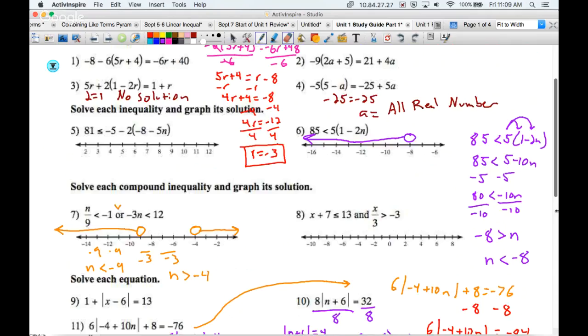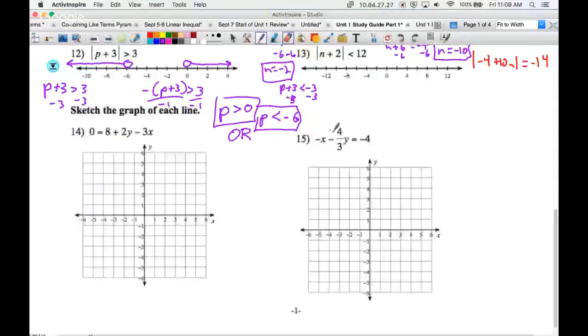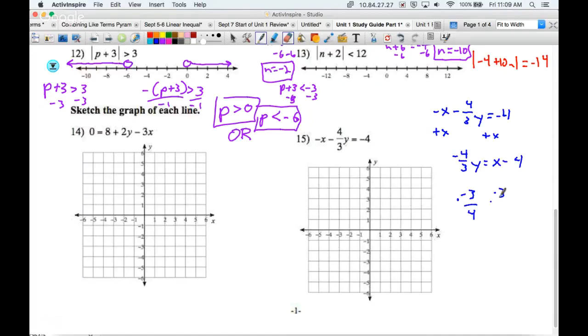Sketch a graph of each line. I guess we'll do number 15. In order to graph this, I'm going to get it into slope-intercept form, or you could sketch by using intercepts, however you want. I'm going to add x to both sides, -4/3 y equals x minus 4. To get rid of a -4/3, I'm going to multiply by a -3/4 to every single term, that's going to be a positive y equals -3/4 x plus 3.